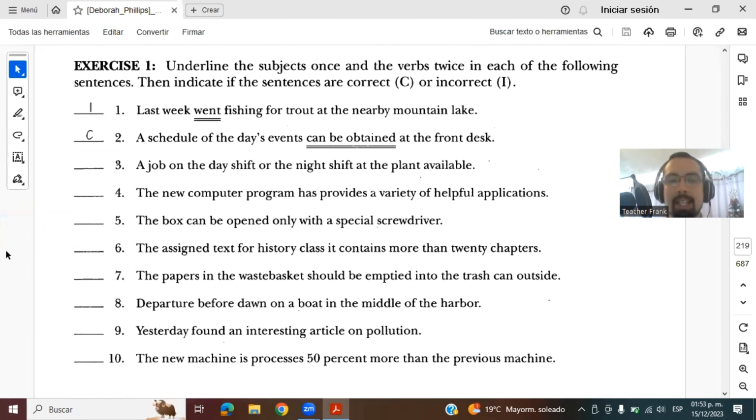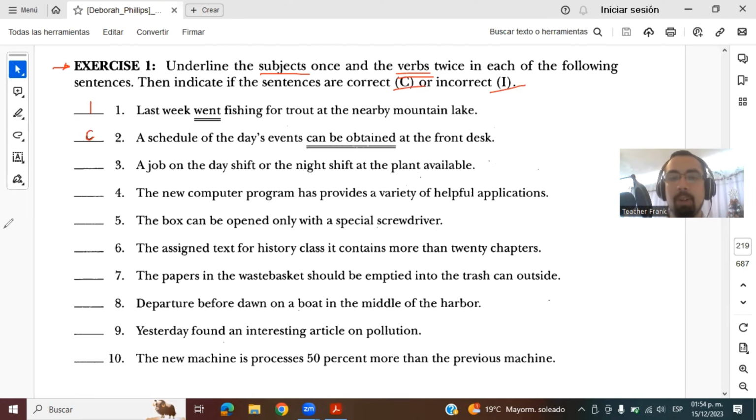We need to make sure of that. This exercise is very easy because all we need to do, like it says here, is underline the subjects once and the verbs twice, right? And then indicate if the sentence is correct, C, or incorrect, I, which would be over here. We put an I or a C depending on what the correct answer is, okay? So I'm going to check this exercise with you and tell you if it's correct or incorrect. First, you do it so you can check it, so you can practice, okay? So pause the video, do this exercise right now, please.